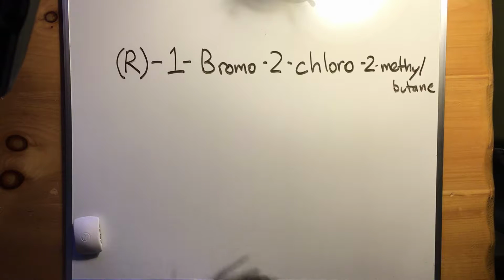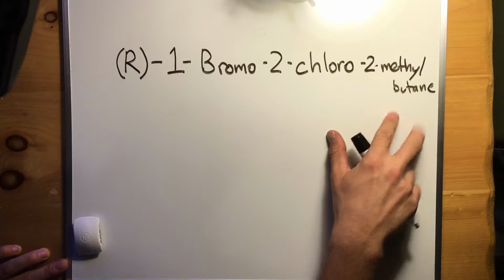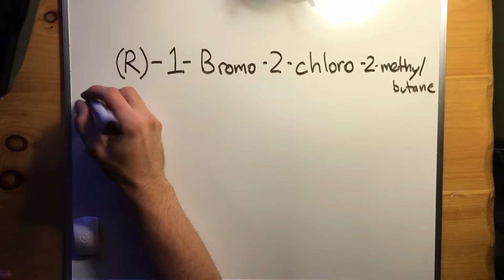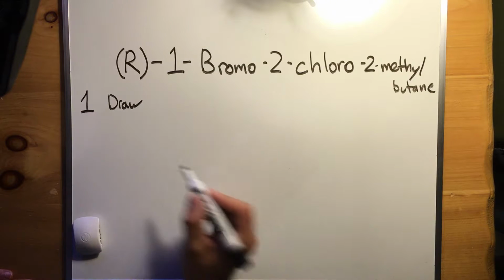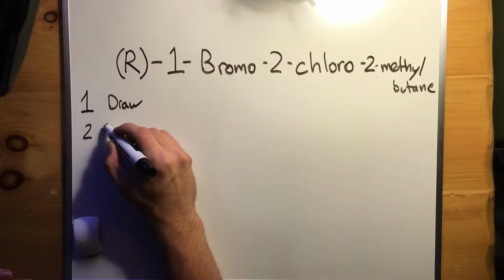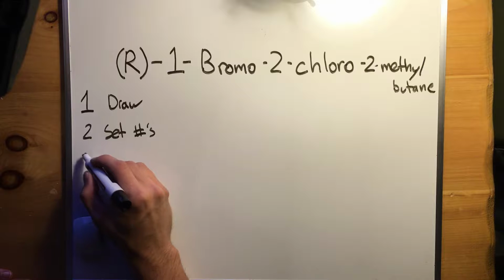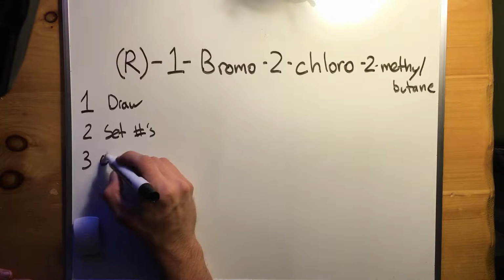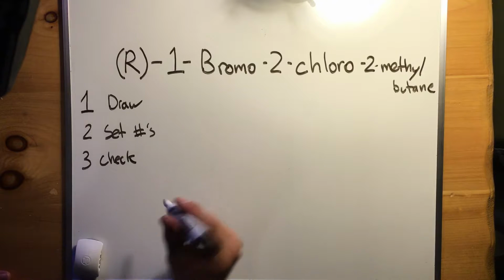So let's do our second Cahn-Ingold-Prelog example problem. What you should do now is pause the video and try to do this problem. Step one is just going to be to draw the structure. Step two, set the priority numbers. And step three is going to be check your work. So let's start with step one.